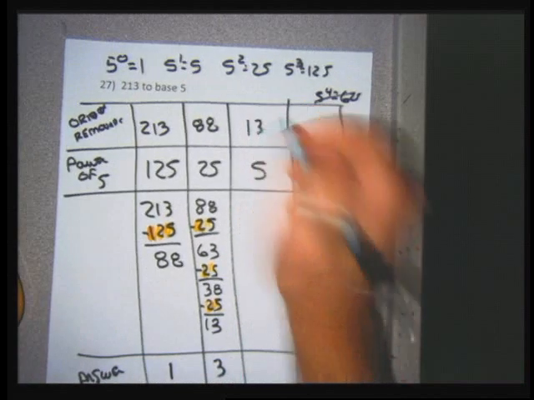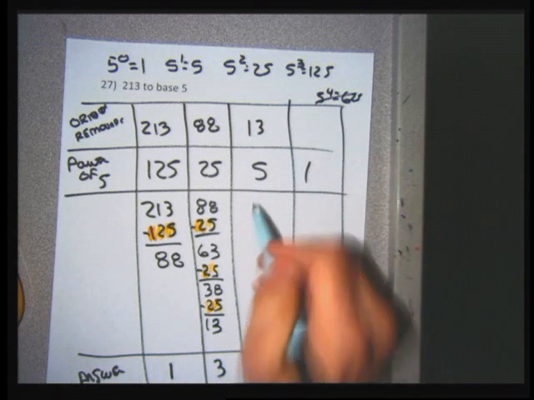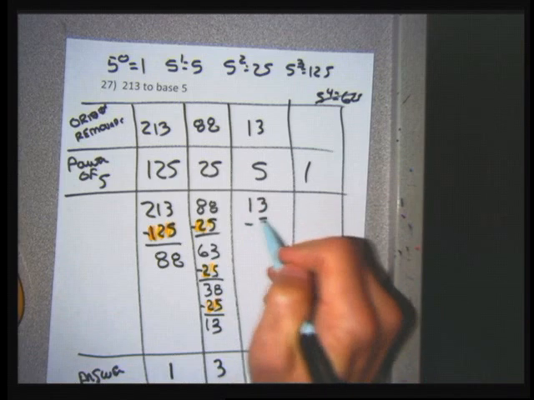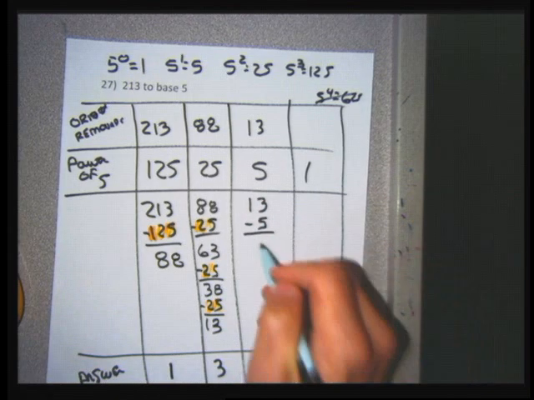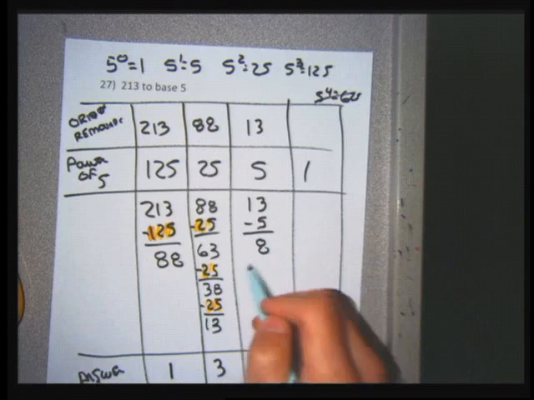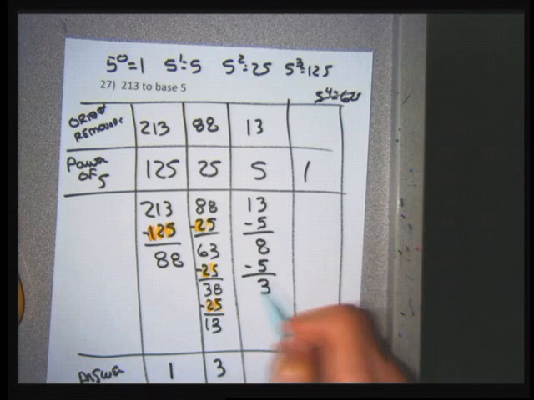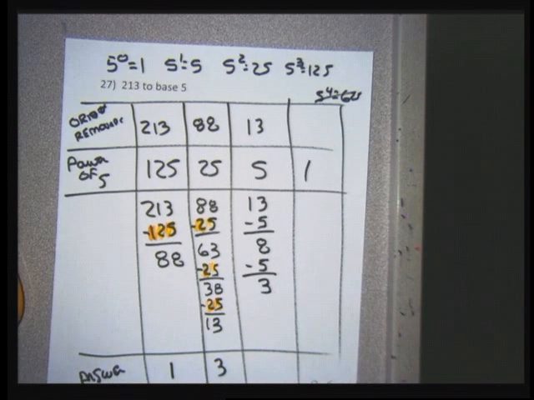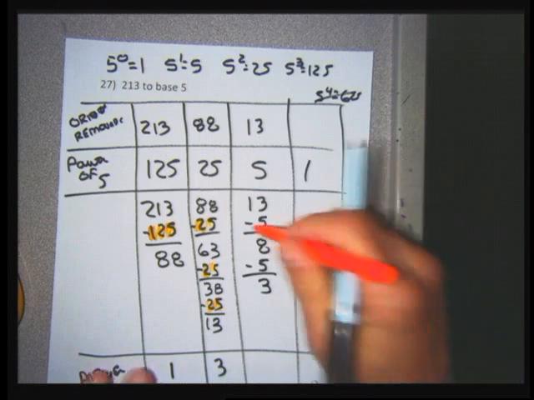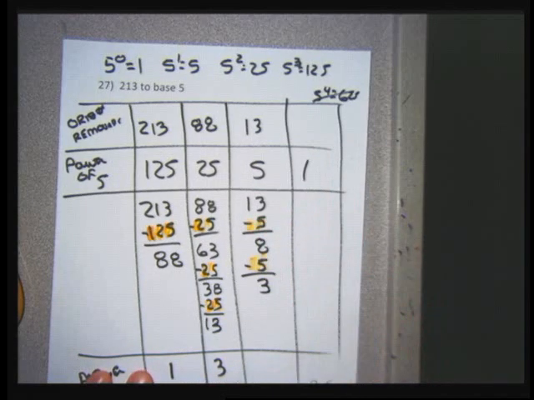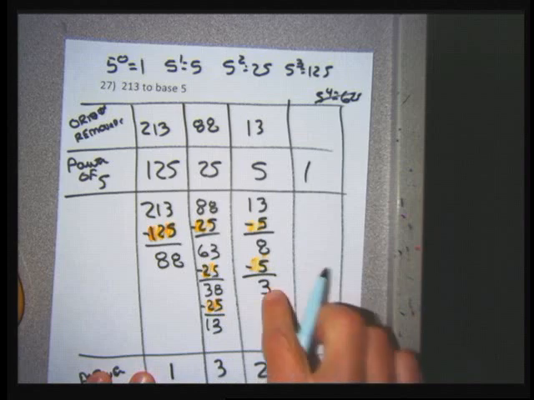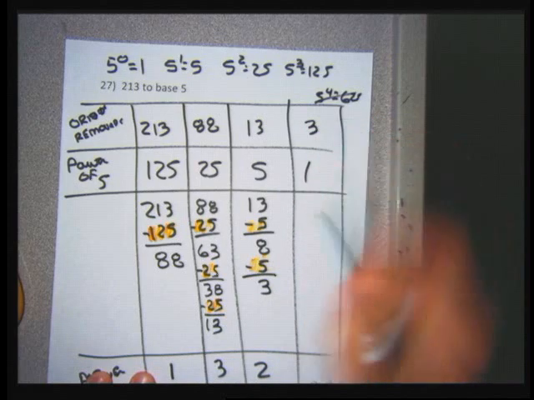Carry my remainder over, and now start subtracting 5. So 13 minus 5, I don't need my calculator for that, is 8. 8 minus 5 is 3. I'm less than 5, so I'm done with that column. At the bottom of the column, I'm going to write 2 for the 2 times I could subtract. Carry my remainder over to the next column.